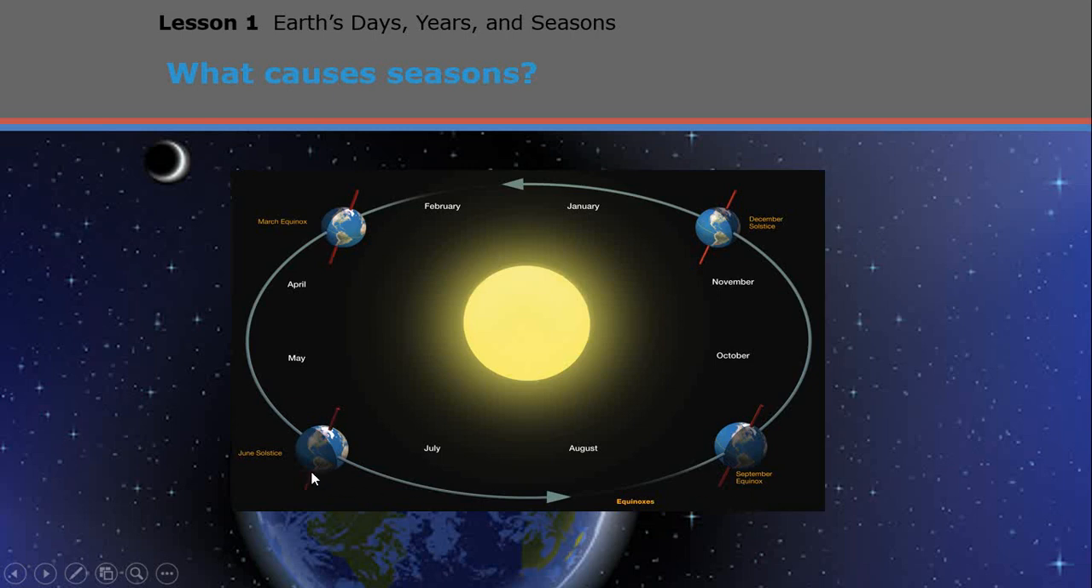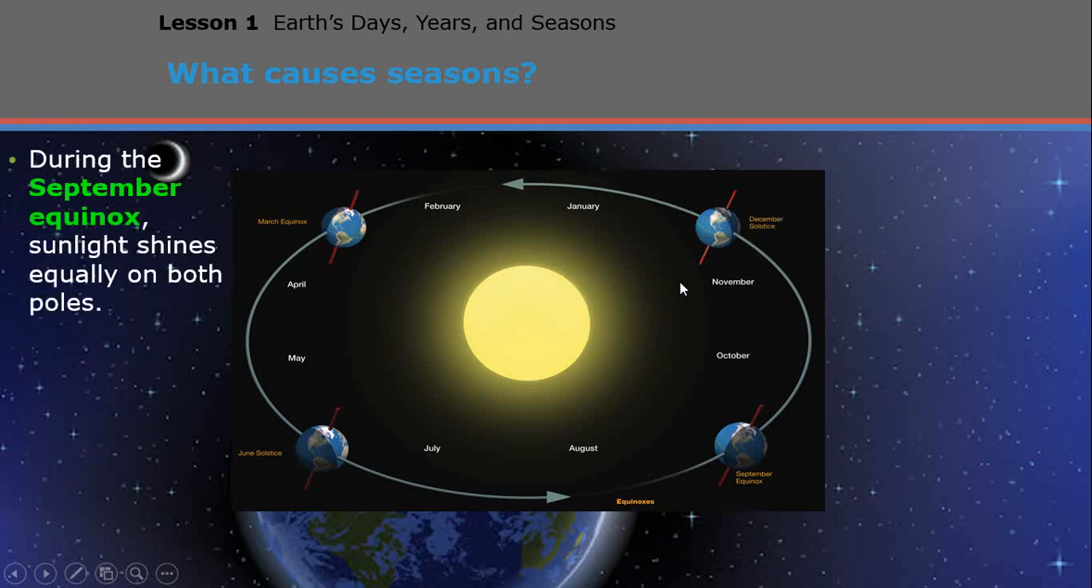Okay, now here I have the June solstice, which is the beginning of summer. Look at the northern hemisphere. It is tilted towards the sun. It is always in the sun. And here I have the northern hemisphere tilted away from the sun, and that marks the beginning of winter, and that is the December solstice.